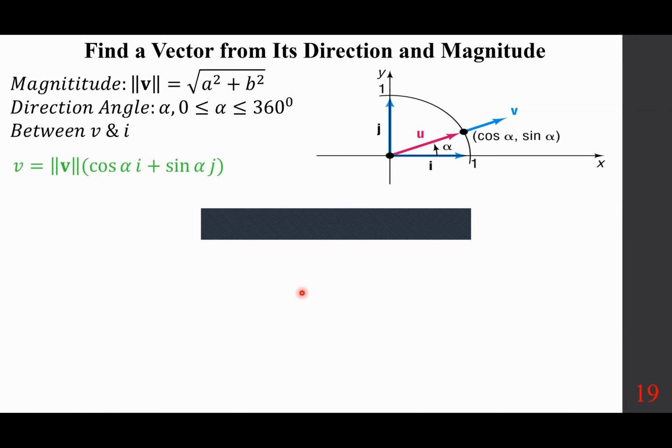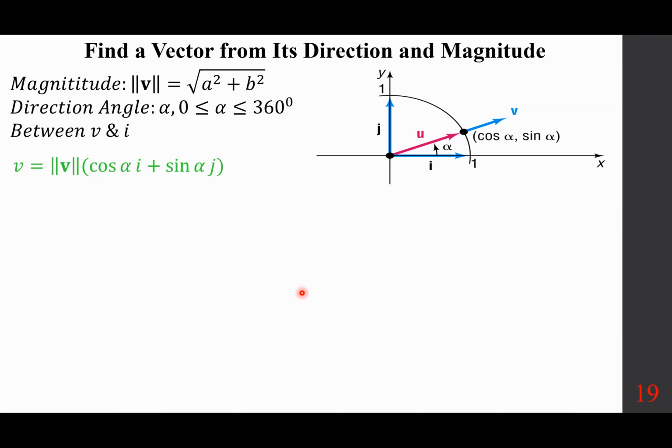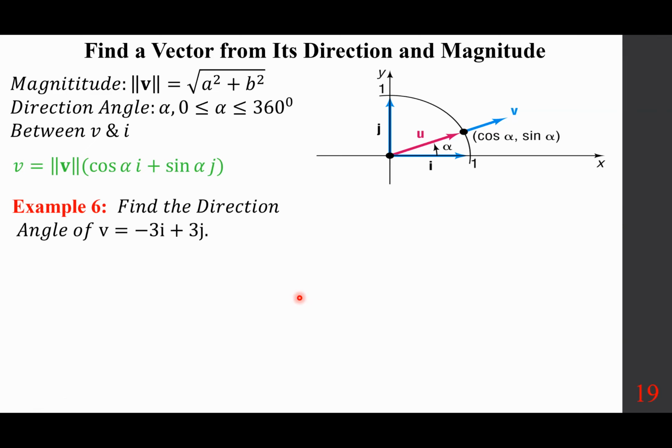So finding a vector from its direction and magnitude has been discussed, and we have it here. Let's look at this example. We want to find the direction angle of this vector v, which is negative 3i plus 3j. It is good practice to draw it first so we can see where it lands. As you can see, negative 3, so 3 units to the left, 3 units up, so somewhere there.